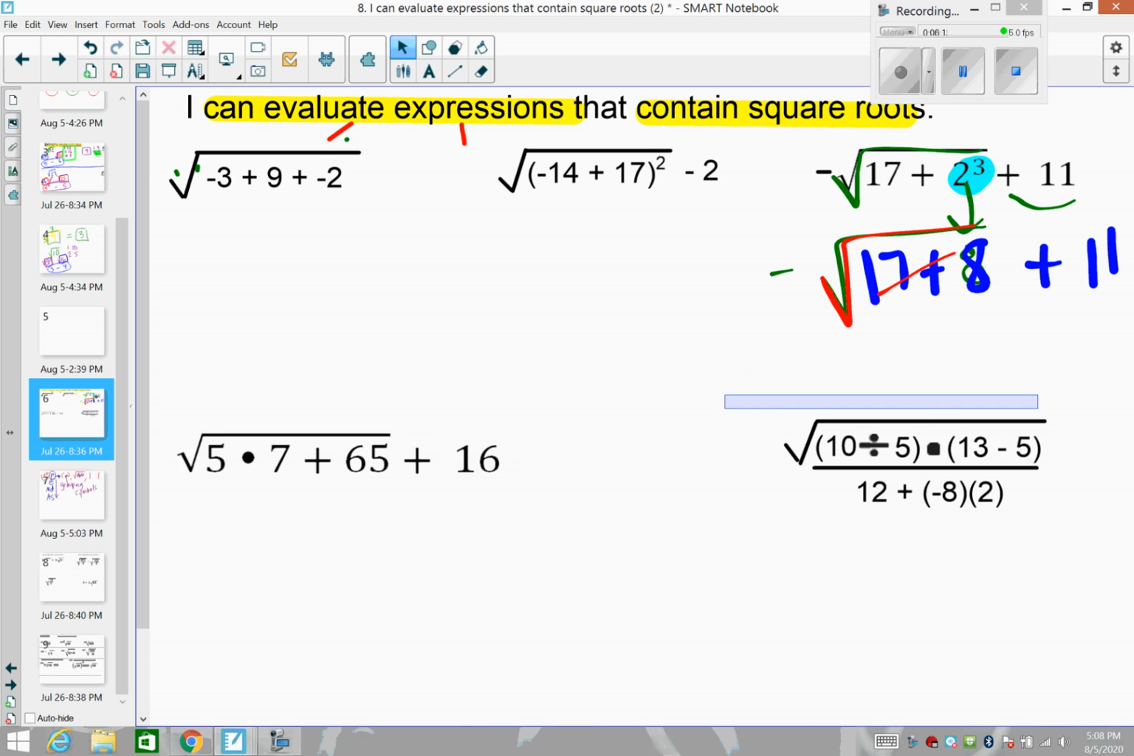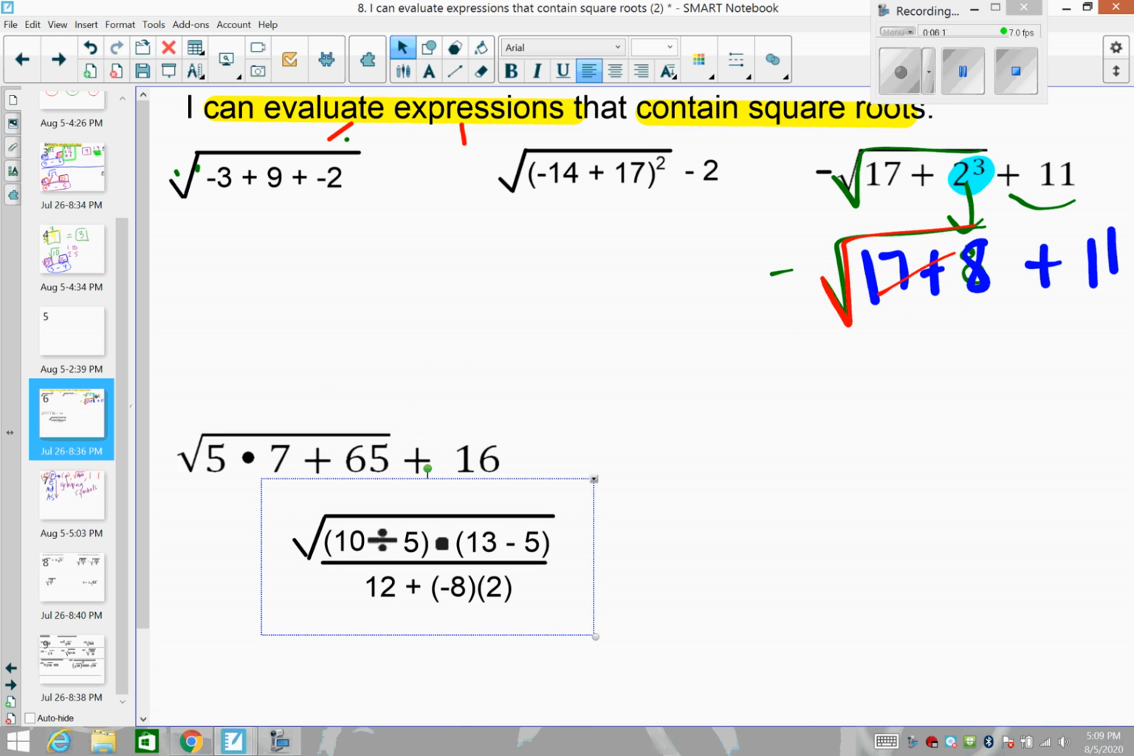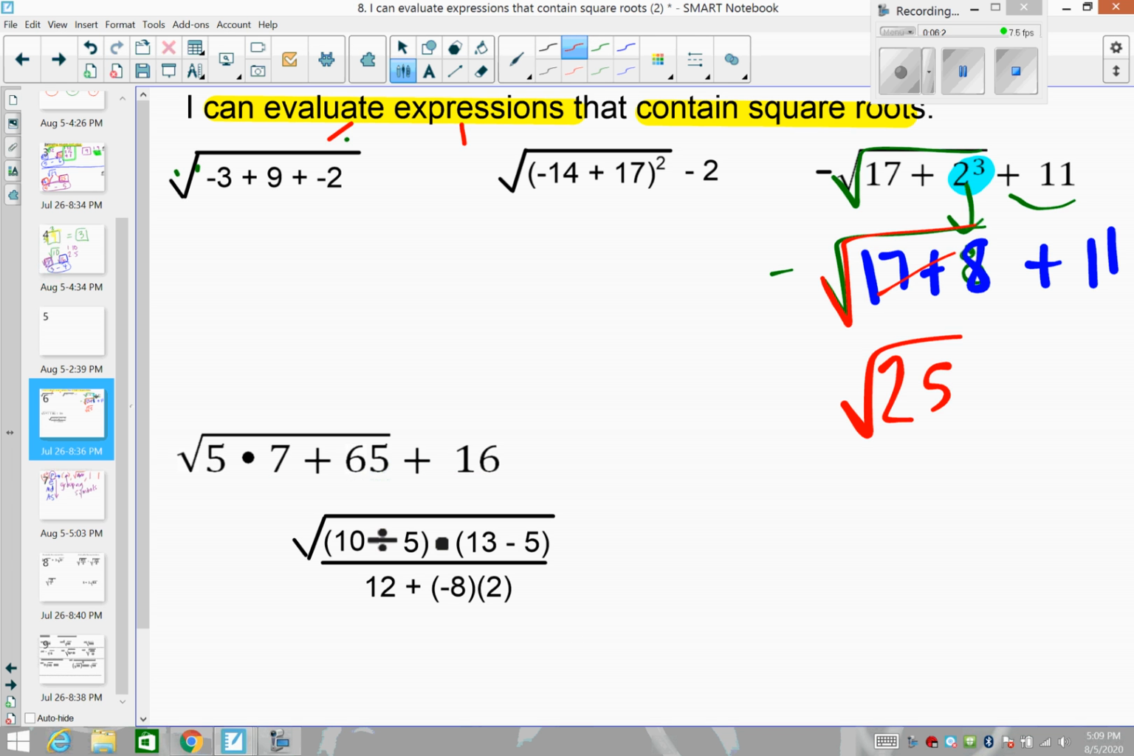Sorry, I've got to move this, otherwise I'm not going to have room to write. So we have 25 here inside the square root, and we have the opposite hanging on the outside. So now we have a square that has the area of 25. The square root of 25 is 5, but now we have to take the opposite of our answer.